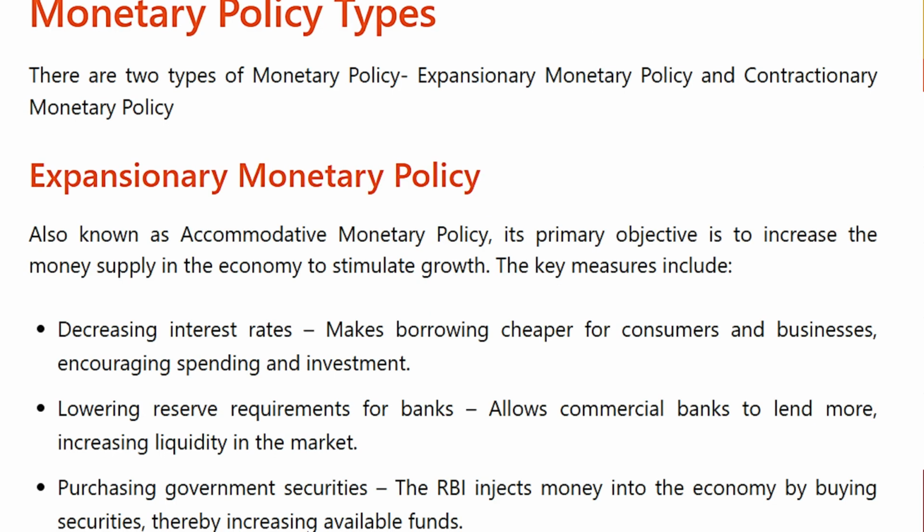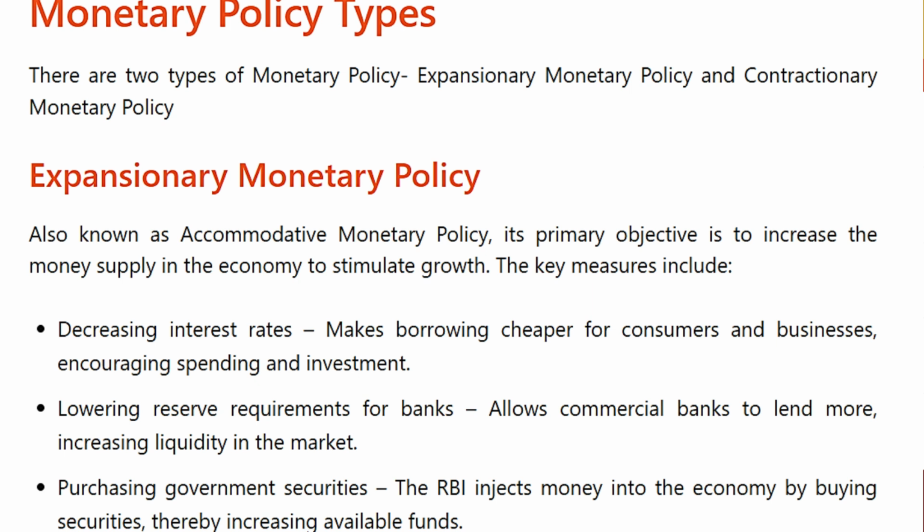Monetary policy types. There are two types of monetary policy: expansionary monetary policy and contractionary monetary policy. Expansionary monetary policy, also known as accommodative monetary policy. Its primary objective is to increase the money supply in the economy to stimulate growth.